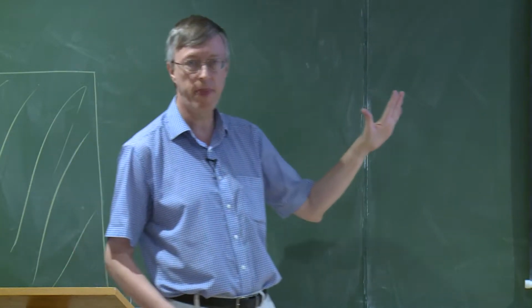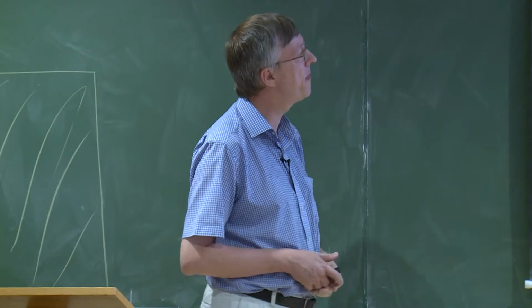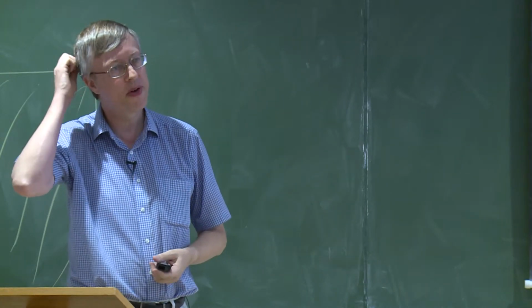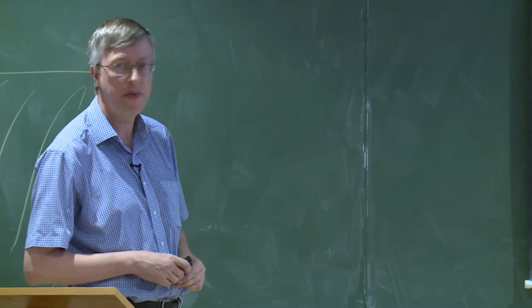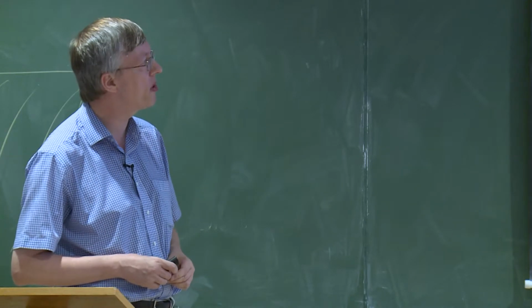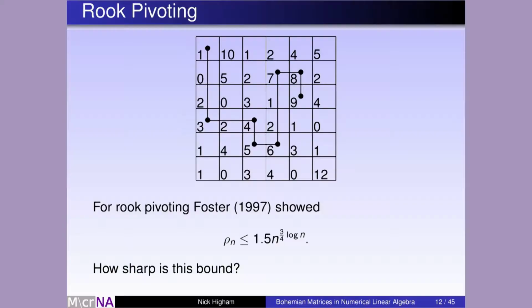But I don't want to talk about partial pivoting, because that's, I won't say well understood, because we still don't understand why it's small in practice, but I want to talk about a different form of pivoting that you may not have heard of, called Rook pivoting. So I'll just illustrate this with this 6x6 matrix, and I'll explain how to get the first pivot.